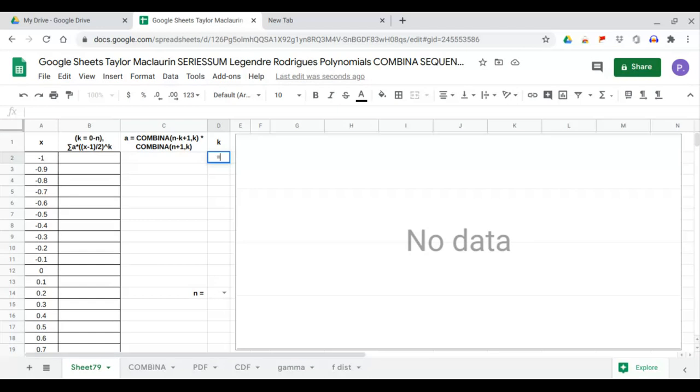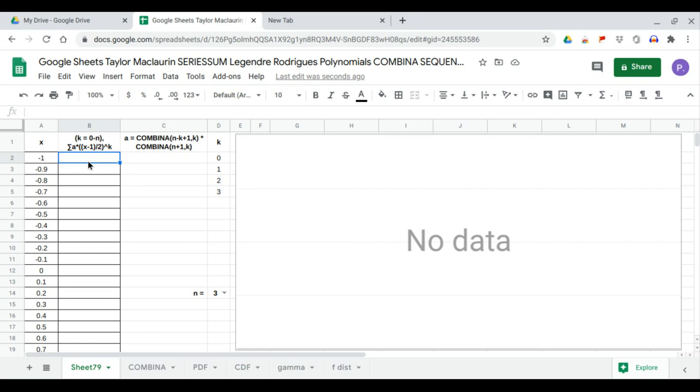And our k will be equal to SEQUENCE of n plus 1 for one column starting from 0 incremented by 1. So if n is 0, our value for k is 0. If n equals 1, the value of k is 0, 1. If this is 2, the value of k is 0, 1, 2. If this is 3, the values of k are 0, 1, 2, 3, and so on.